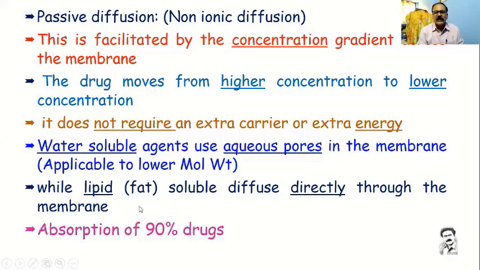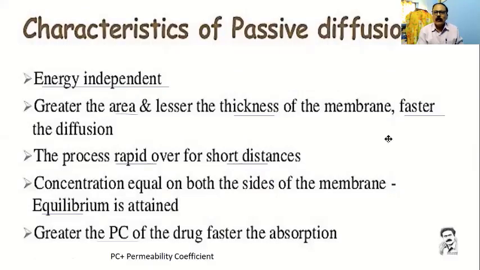So absorption of 90% of the drugs, they are absorbed either from the aqueous layer, they will move from the aqueous pores, and if it is a fat, directly it will be diffused. Then there are 1-2 points which we should remember. This is energy independent. There is no energy in this. Greater the area, lesser the thickness of the membrane, faster diffusion will take place. The pores are rapid over a short distance, and if the concentration is equal on both sides, then it will have an equilibrium. Greater the permeability coefficient, the faster the drug will be absorbed. So the drug will penetrate to the other side easily.